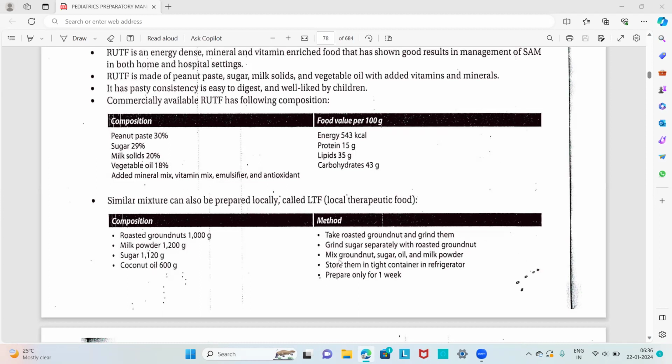The method of preparation: take roasted groundnut and grind them. Grind sugar separately from the roasted groundnut. Mix groundnut, sugar, oil, and milk powder. Store them in a tight container in the refrigerator. Prepare only for 1 week.